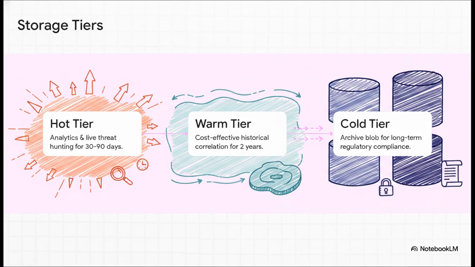Notice how the data lifecycle steps down in temperature here. We don't just dump everything into one giant, expensive database anymore. We've got a hot tier for immediate analytics lasting 30 to 90 days. Then a warm tier acting as a data lake for up to 2 years. And finally, a cold tier in archive blob storage for long-term compliance spanning anywhere from 7 to 12 years. Every single tier serves a highly specific operational purpose.